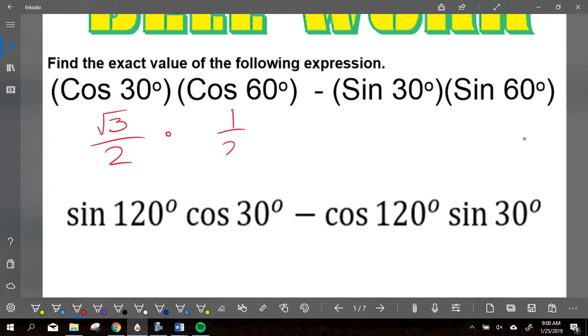1/2. Sine at 30 degrees. Carrington, what's sine at 30 degrees going to get me? 1/2. And then Ashley, sine at 60 degrees? Square root of 3 over 2.